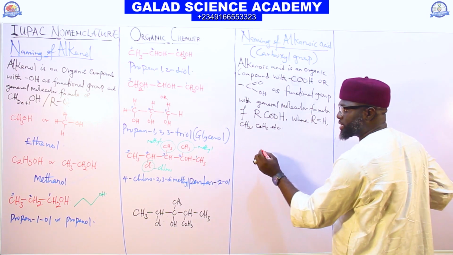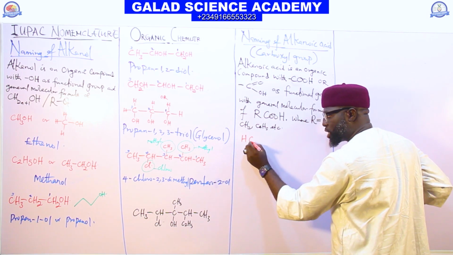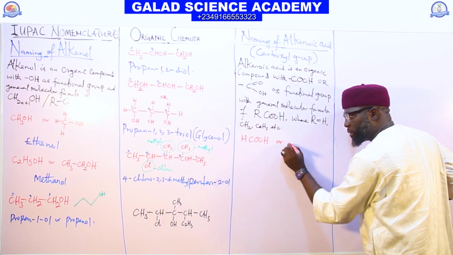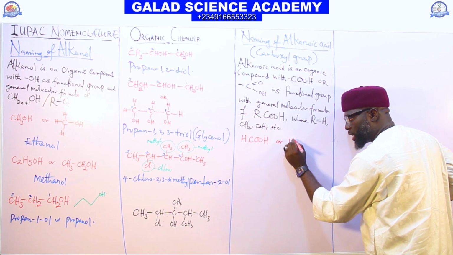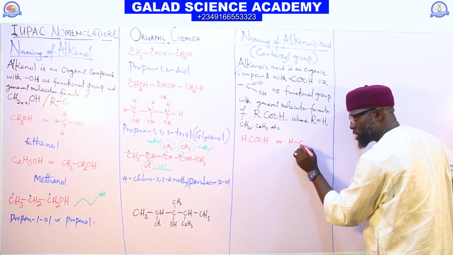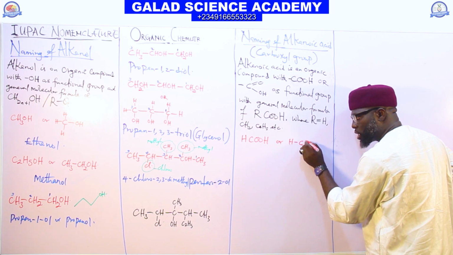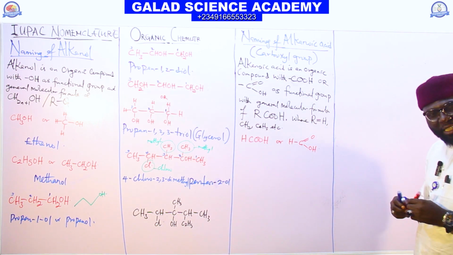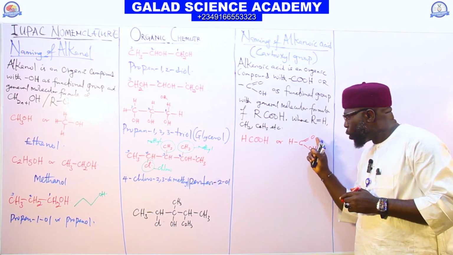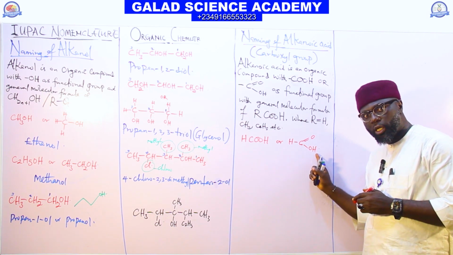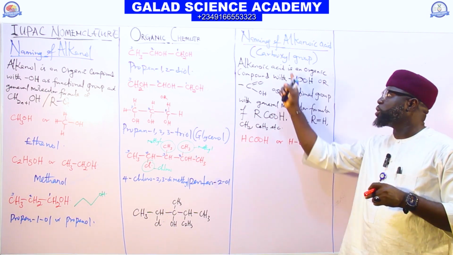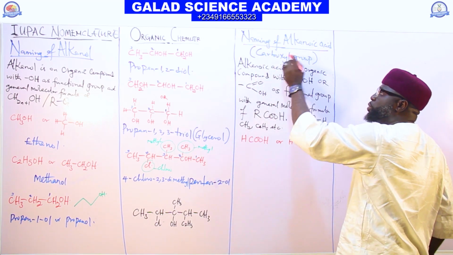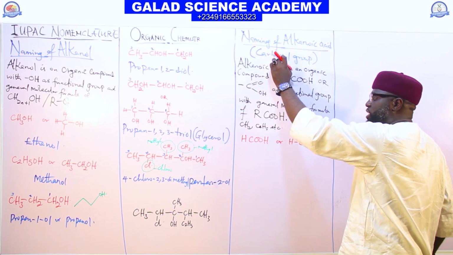If you have a compound in this form, COOH, you have to name it. This compound can also be in this form, HCOOH. The presence of this COOH makes this compound carboxylic. This is the carboxy group: carbon, oxygen, hydroxy group.